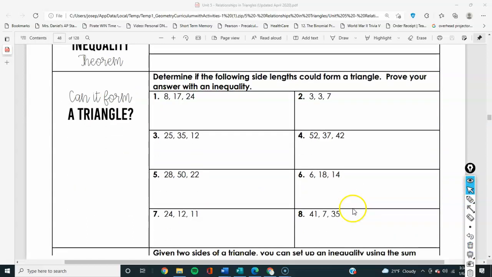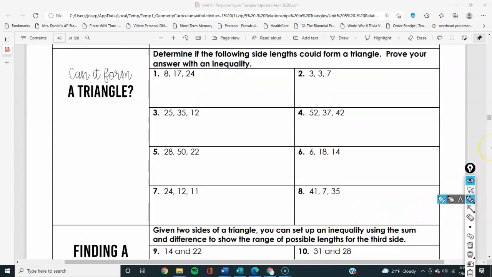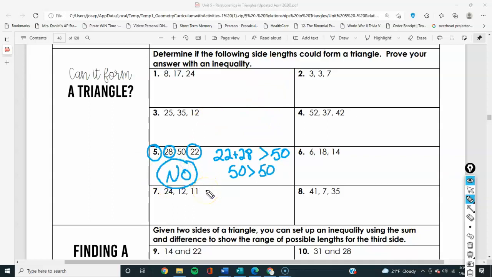All right, let's take a look at 5. Why not? So in 5, I take my two smaller sides, which aren't next to each other. So I'm going to do 22 plus 28, my two smaller sides, and I'm going to see if that's bigger than my third side. Well, 22 plus 28 is 50. Now, a lot of people will say yes on that one, but is 50 bigger than 50? No, it's not. They're equal. So if it's not greater than, it's a no. That's a no.